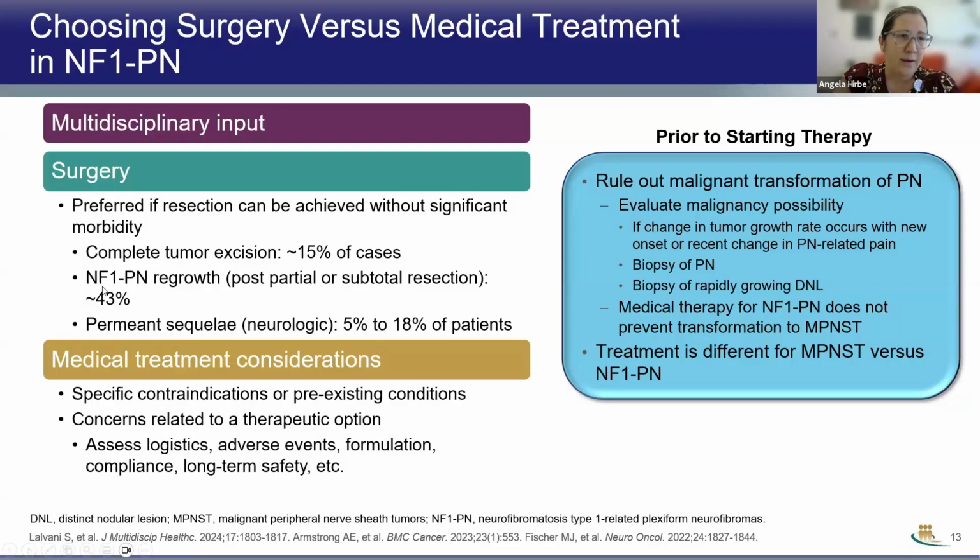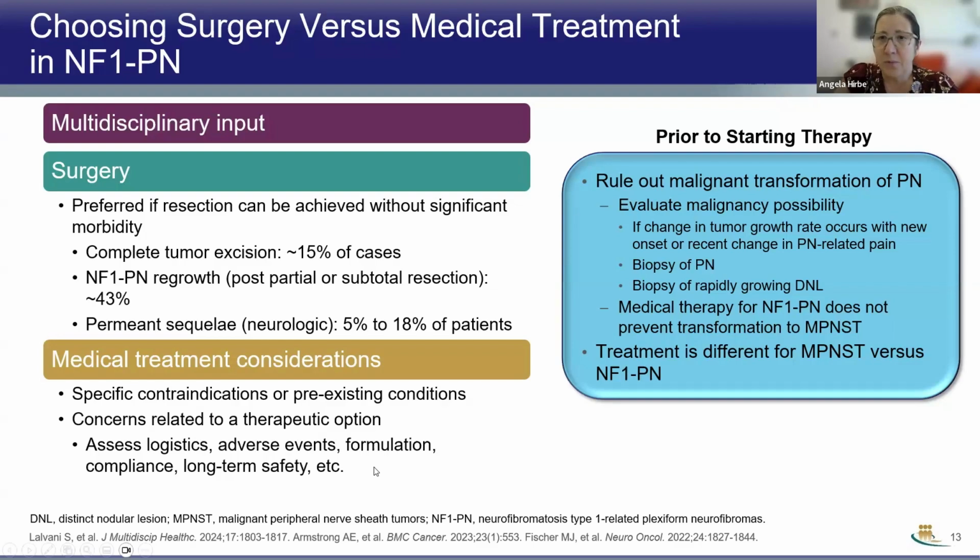And we know that there's regrowth when we have these partial or subtotal resections. And there's also the risk of permanent neurologic damage in upwards of 5 to 18% of patients. And so you really need to think about specific contraindications, pre-existing conditions, and really assess logistics and adverse events in terms of deciding whether or not a medical treatment is going to be good for a patient as well.